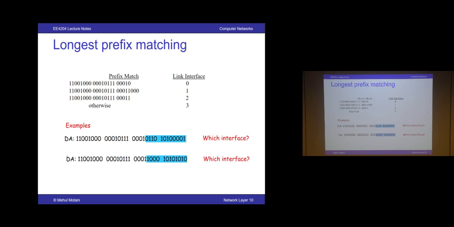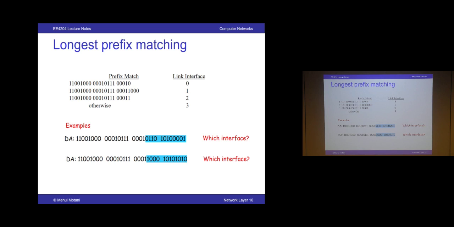So 0001 and then 0. Notice that interfaces 1 and 2 have a 1 in the 21st bit. This one has a 0 in the 21st bit. So it matches which interface? 0. So I'll put this on interface 0. How about the second one, where I see 1?